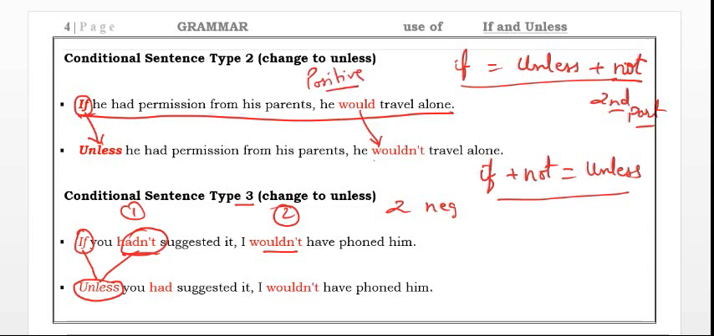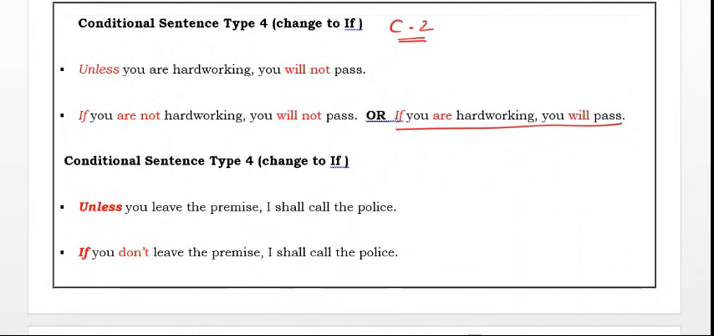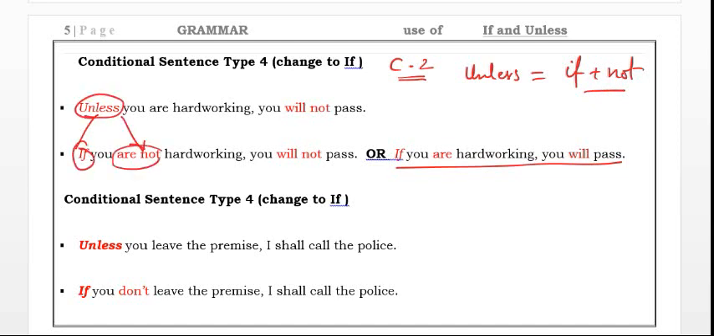So what we did, we took the second part as negative. Now we have this kind of a sentence which is a question to us and we are supposed to convert it into if. So what we do, we can do it in either way. Our first rule says, unless is positive. So what happens? If plus not. If you do it in this way, yes it is right. So my rule, unless is positive, I have made it into negative.